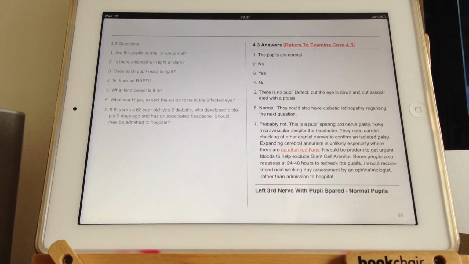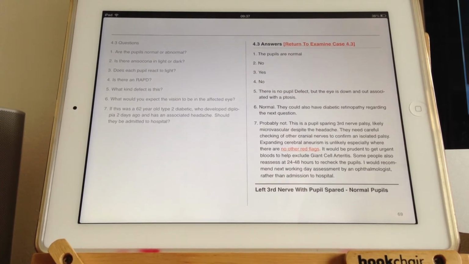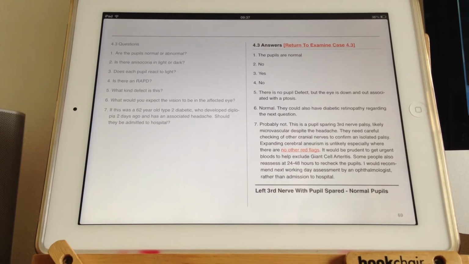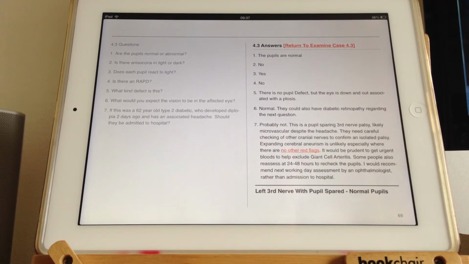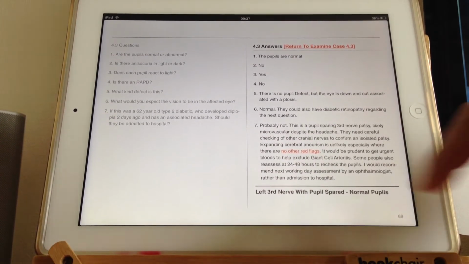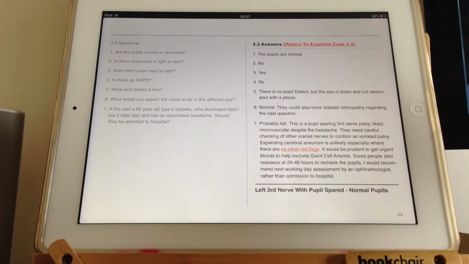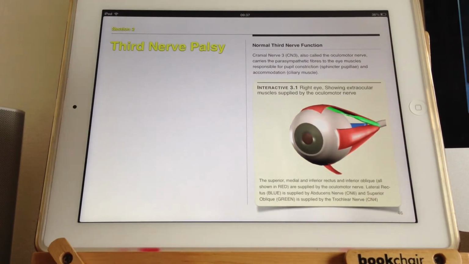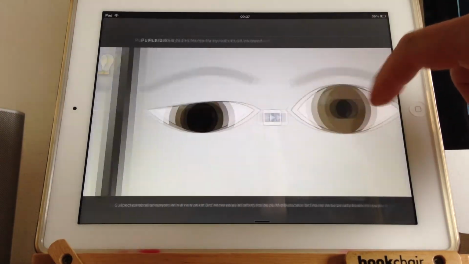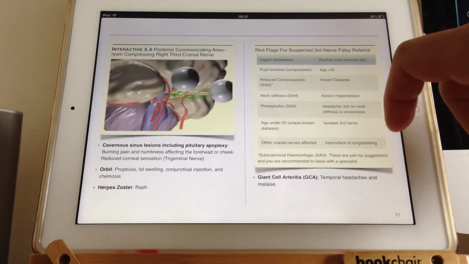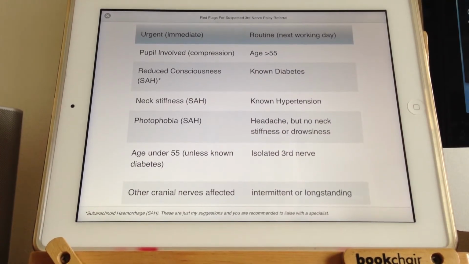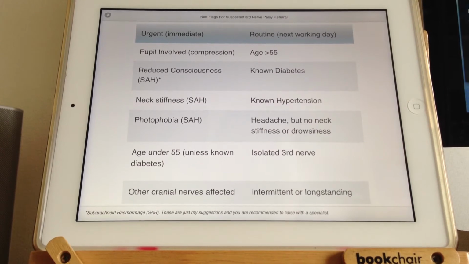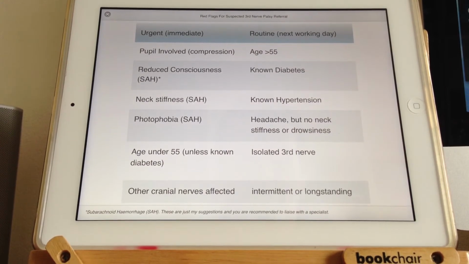You could also get some urgent bloods to check for giant cell arteritis, which can occasionally present as a third nerve palsy, and other people might recommend that you reassess the pupil in 24 or 48 hours just to check that the pupil is definitely not affected. So I've got a list of the red flags that you can get with third nerve palsy. If I go through to the just a way of thinking about whether or not you need to urgently admit someone with a third nerve palsy.